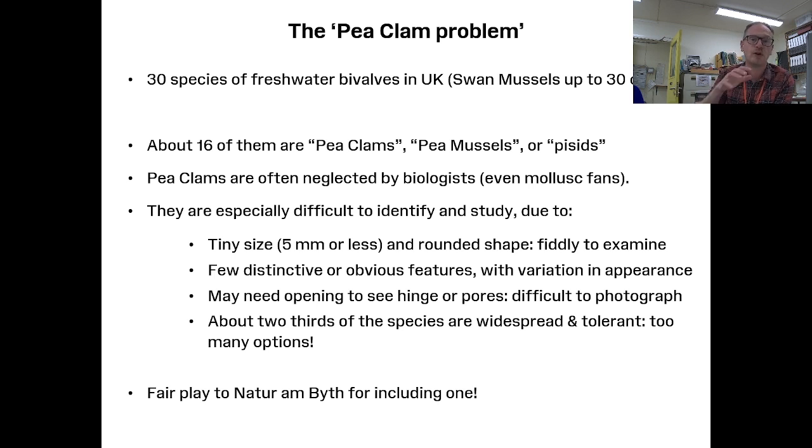But last of all, and this, in my experience, has been one of the biggest problems, is that about 2/3 of the British species are very widespread and very tolerant of different conditions. So it's very difficult to rule any of them out. They all look very similar, they're all very widespread, and they're all very tolerant. So how do you know which ones you have? There are too many options.